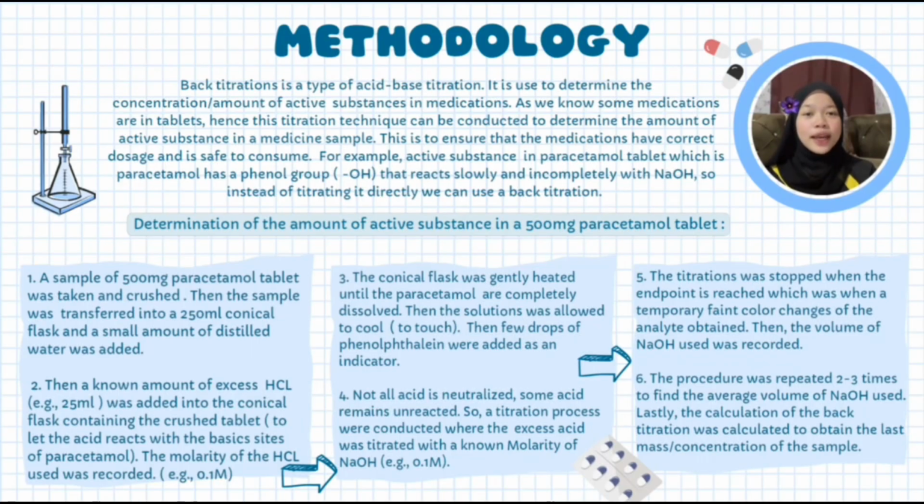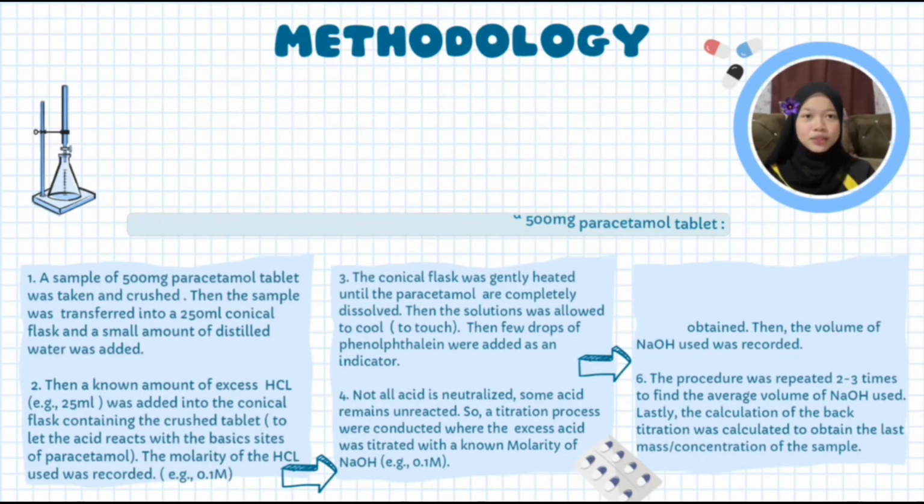In this process, the added acid is neutralized by the paracetamol tablet and the remaining acid is neutralized by the sodium hydroxide added. This is why it's called back titration. Then, the titration was stopped when the endpoint was reached, which was when a temporary faint color change of the analyte was obtained. Then, the volume of sodium hydroxide used was recorded for further calculation. Then, the procedure was repeated 2 to 3 times to find the average volume of sodium hydroxide used. Lastly, the back titration calculation was done to obtain the mass or concentration of the sample.